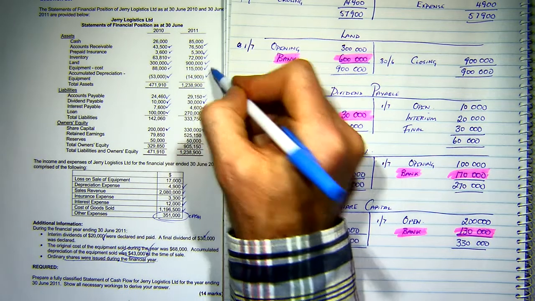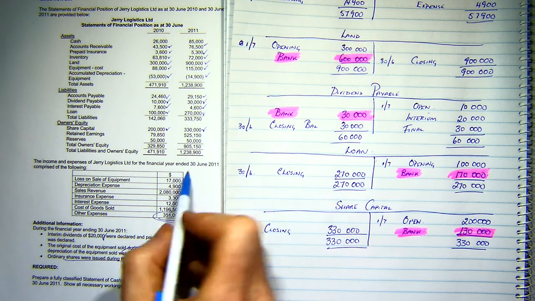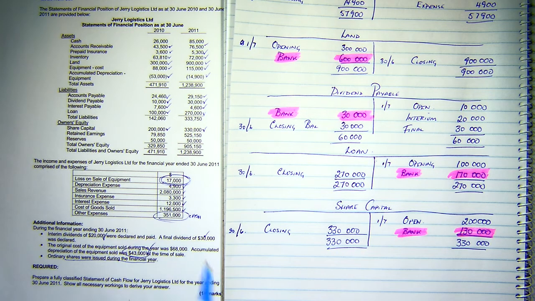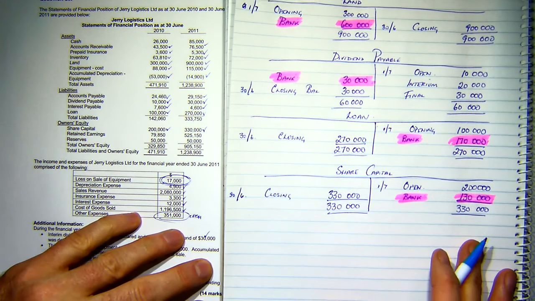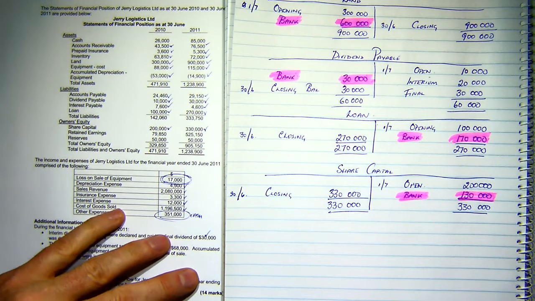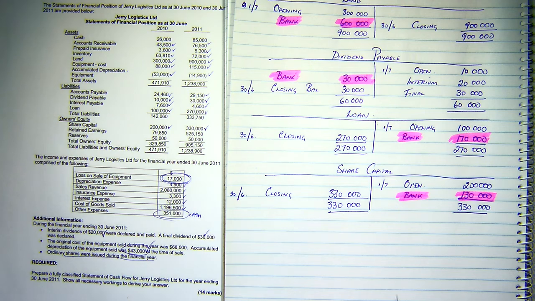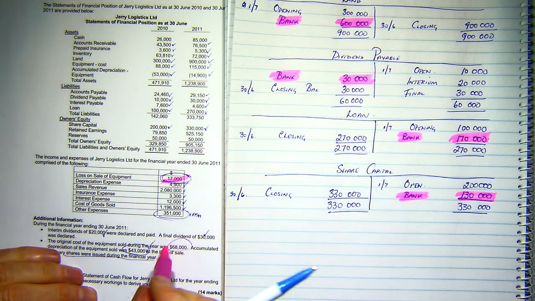Accumulated depreciation of equipment. Now we haven't ticked off this item here, which is 17,000 loss on the sale of equipment. So let's just recalculate what would have been the cash movement there. Now it says I've got to use this information that's down here. So I've got a couple of pieces of information that I still require.